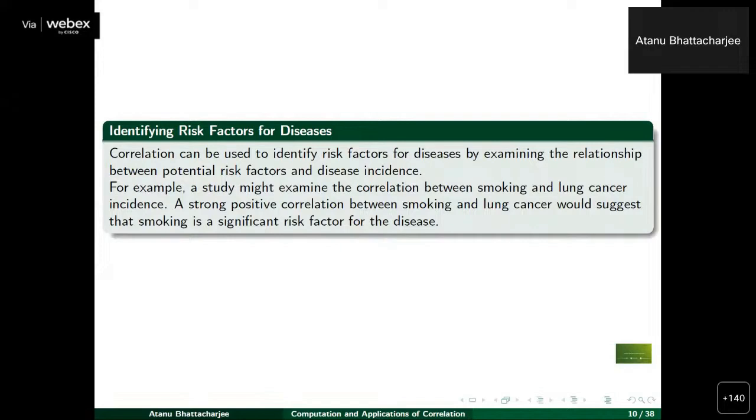to identify the risk factor for disease by examining the relationship between the potential risk factor and disease incidence. For example, a study might examine the correlation between smoking and lung cancer incidence. A strong positive correlation between smoking and lung cancer would suggest that smoking is a significant risk factor for the disease, lung cancer disease.